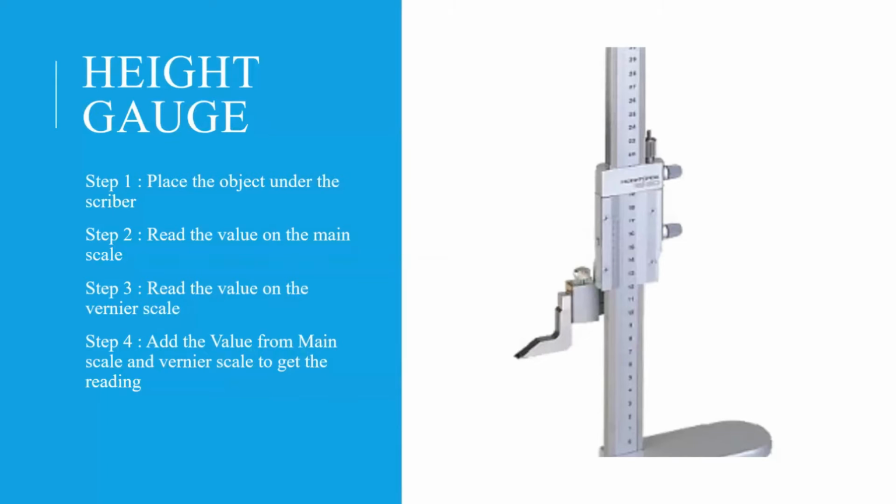The first instrument is height gauge. Step 1. Place the object under the scriber. Step 2. Read the value on the main scale. Step 3. Read the value on the vernier scale. Step 4. Add the value from the main scale and vernier scale. Then we will get the value of the measurement.